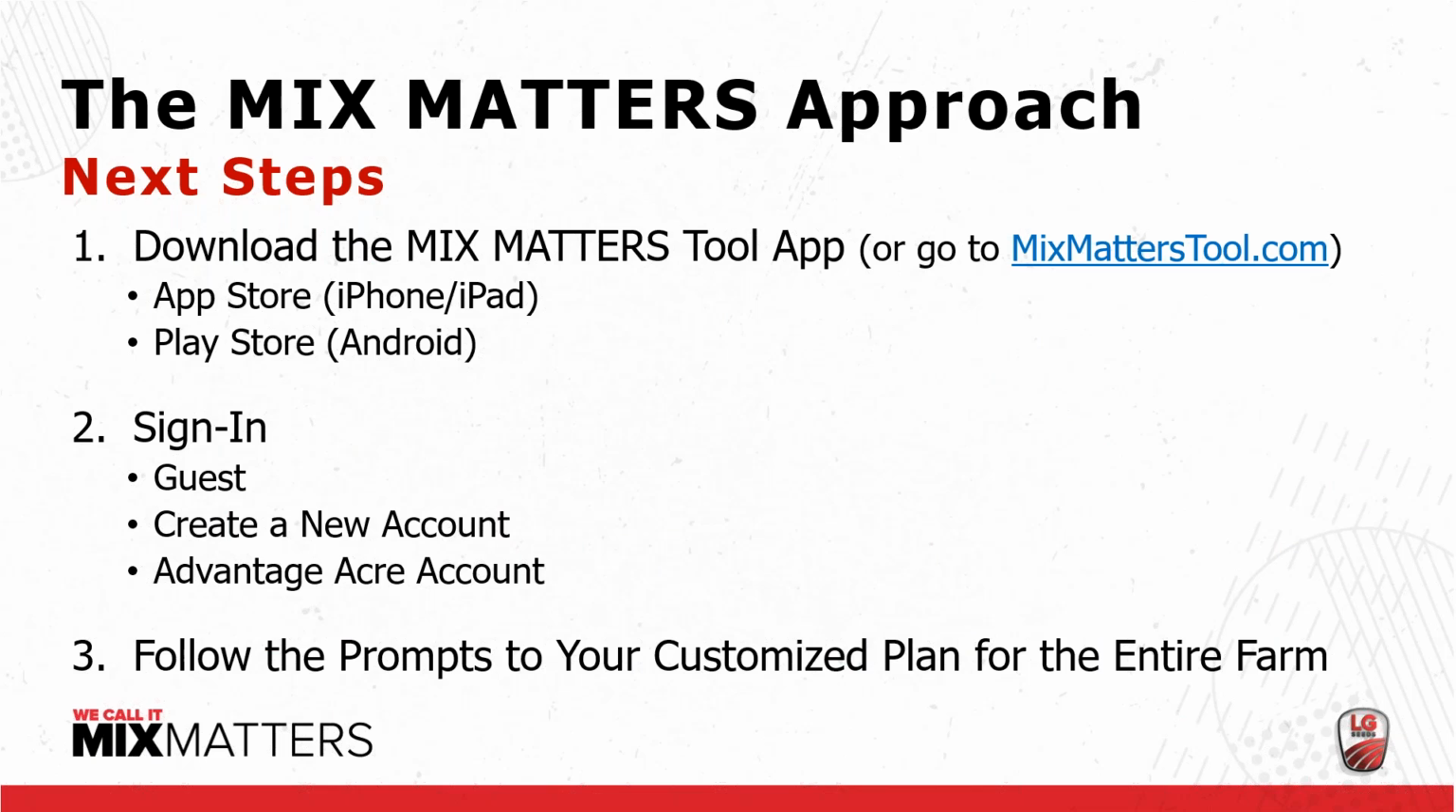And that brings us to quickly summing this up. So this has been a highlight. It's been kind of quick. There's a lot more that you can take a look at, but for the most part, the tool will walk you through it. How do you get started? On a PC, you can simply go to mixmatterstool.com. For an iPhone or iPad, the App Store, or for an Android, the Play Store, and download it, simply Mix Matters Tool. That's all you have to find. You can sign in. We talked about the 3 different ways to sign in, and then follow the prompts to create your seed plan.